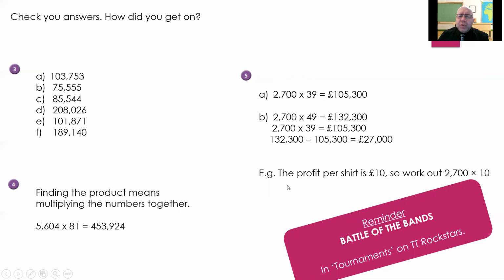Now, a possible other way of doing that is you realizing that for every shirt, they make £10 profit. Remember, £39 to £49. So £10 difference, £10 profit. And then just working out how many shirts there were. There were 2,700 shirts, and they made £10 profit on each. So 2,700 times 10 gives you £27,000. We get the same answer. So 2 different methods, same answer.